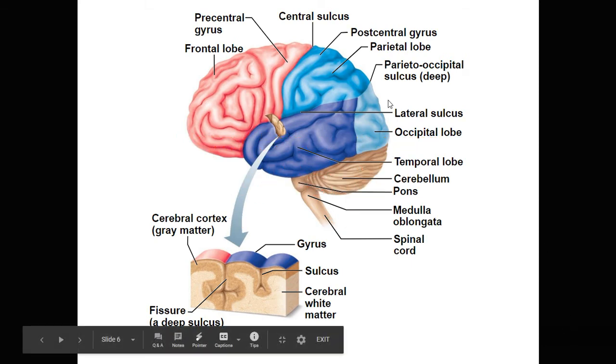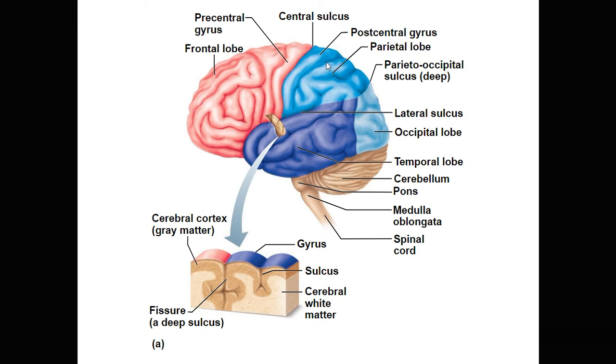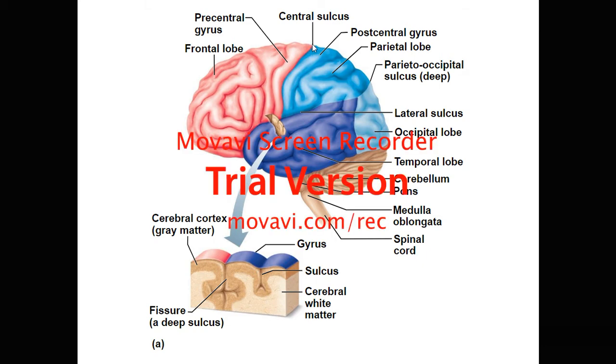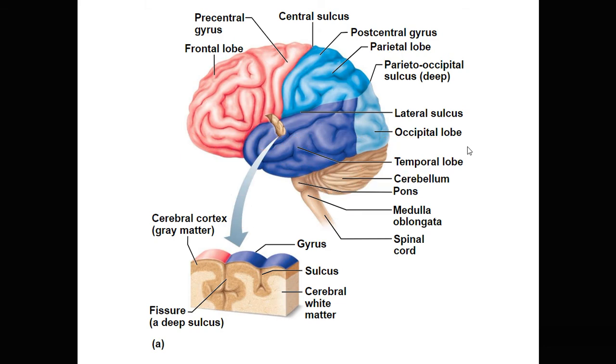The parietal lobe is behind the frontal lobe, and it's separated by the central sulcus. The parietal lobe is responsible for integrating sensory information, including touch, temperature, pressure, and pain. So your sensory information gets interpreted in the parietal lobe.